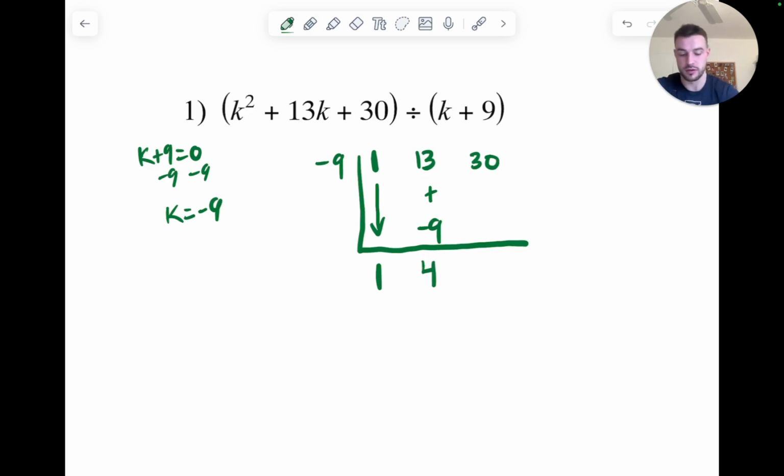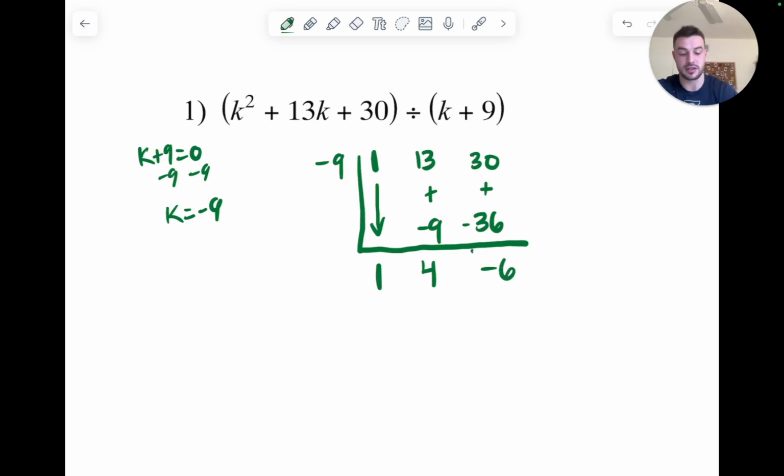positive 4. Again, the 4 is on the outside, so now we're going to multiply. -9 times 4 is what we're going to do next, and that gives us 36, and it is negative. And once again, we are going to add on the inside going down. So 30 plus a -36 is a -6.